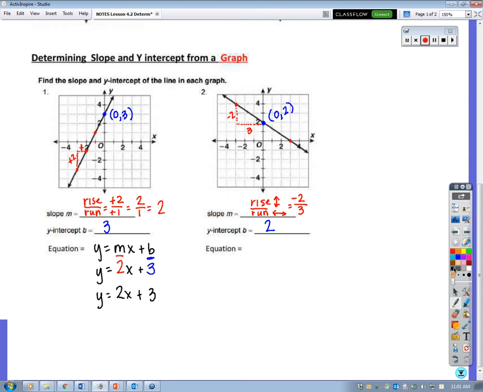Then we're just going to plug that into the slope-intercept form. y = mx + b, where m is our slope and b is our y-intercept. We're going to plug in our slope of negative 2 over 3 and plug in our y-intercept of positive 2, and then just put in the rest of the equation around it. For those of you who the color bothers, I'll just rewrite this. y = -2/3x + 2, with our slope and our y-intercept and our total equation.